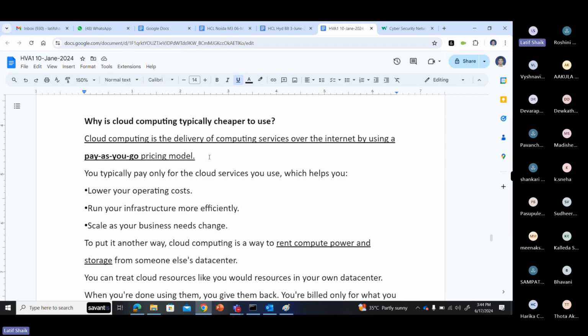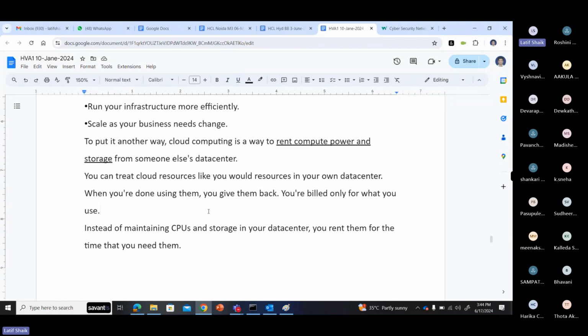Okay. And you are accessing through the internet, which means anywhere, anytime you can access your infrastructure. Scale to your business needs. It means that as the demand on your application increases, you can add more servers for load balancing and failover. You can quickly provision and deprovision your infrastructure. So you can treat cloud resources like you would resources in your own data center. When you are done using them, you give them back. So you pay only for what you use.